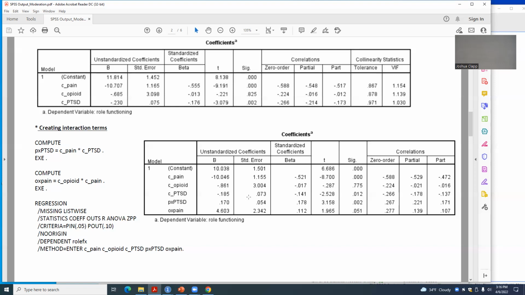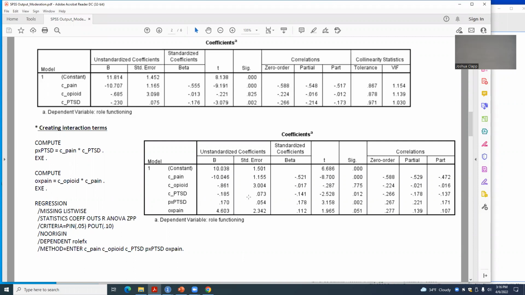So if I'm looking at this in my base model, I've got the unique effect of PTSD. This is telling me the unique effect of PTSD on role functioning, controlling for opiate use, and holding pain constant at the mean. Okay, because that's what I mean.